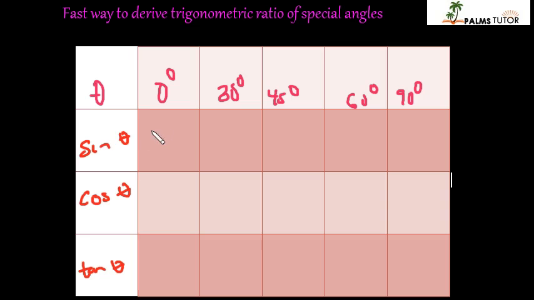Simple. First thing you need to do, in the sine theta row, write out 0, 1, 2, 3, 4. Very easy. Then divide these figures by 4. 0 divided by 4 is 0. 1 over 4 is 1 over 4. 2 over 4 is 1 over 2. 3 over 4 is 3 over 4. 4 over 4 equals 1.